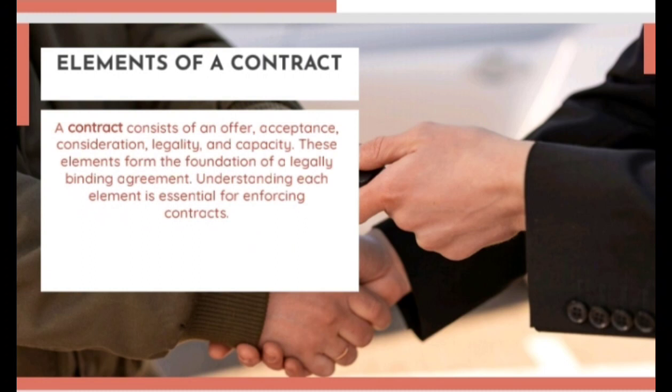Elements of a contract. A contract consists of an offer, acceptance, consideration, legality, and capacity. These elements form the foundation of a legally binding agreement. Understanding each element is essential for enforcing contracts.